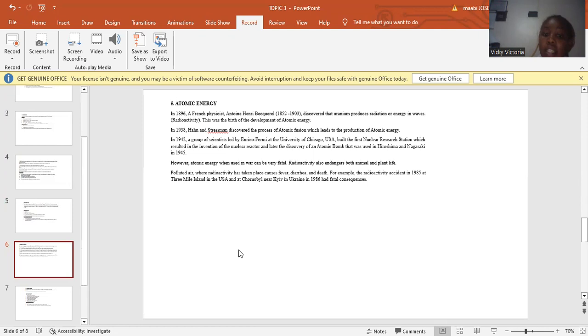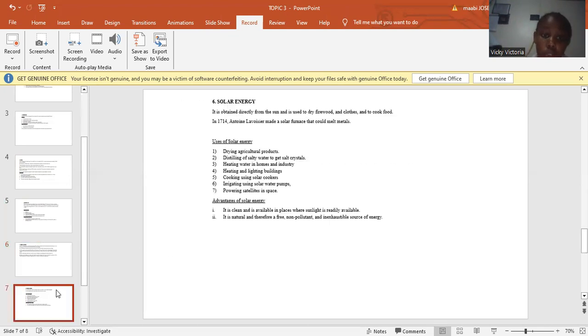Later they discovered the atomic bomb, which was used in Hiroshima and Nagasaki in 1945 during the Second World War. However, atomic energy, when used in war, can be very fatal. Polluted air, when radioactivity has taken place, can cause fever, diarrhea, and even death. For example, the radioactivity evident in 1985 at Three Mile Island in the USA and Chernobyl near Kyiv in Ukraine in the year 1986 had fatal consequences.